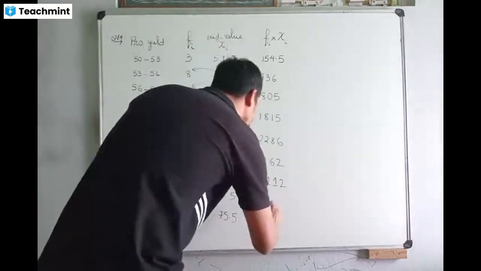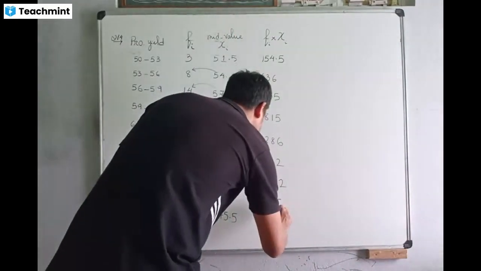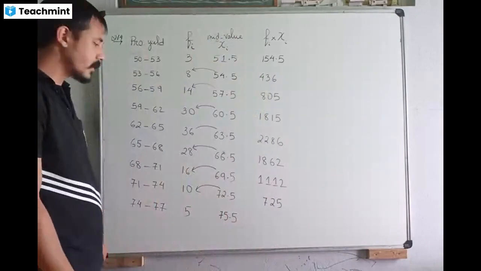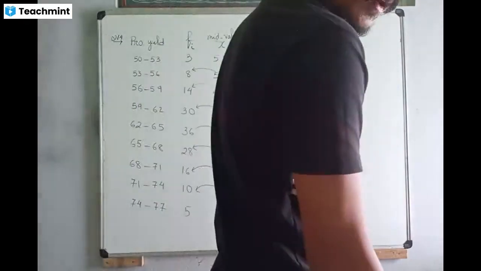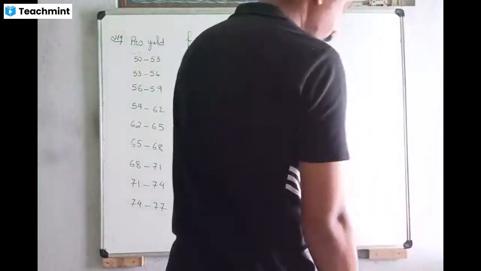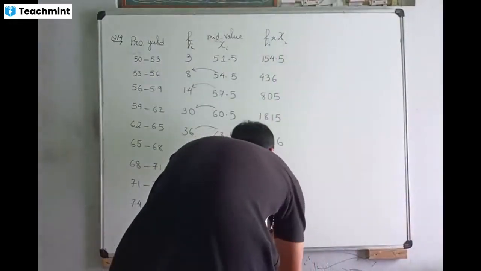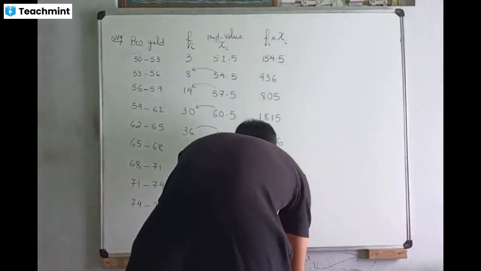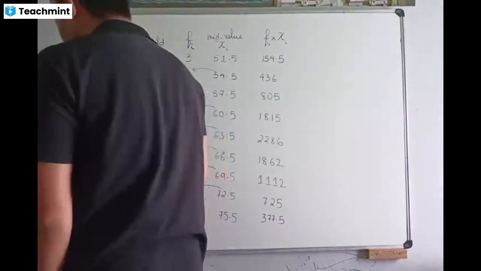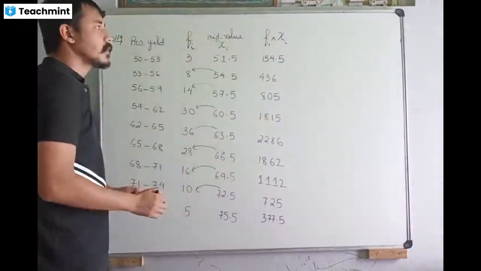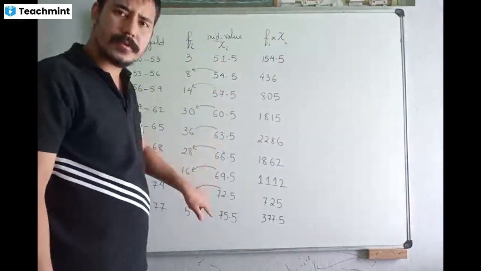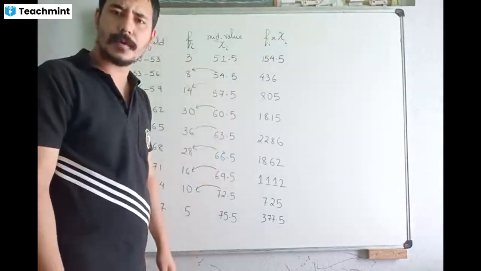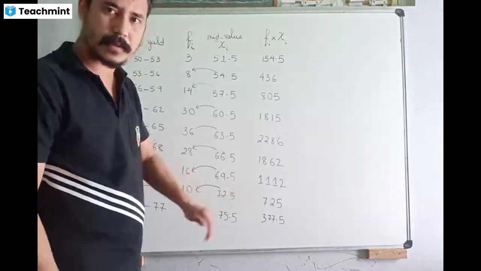72.5 times 10 will give you 725.0, which can be neglected. 75.5 times 5 will give you 377. So the next column was to multiply each of the mid values by their corresponding frequency. That's what we have obtained.